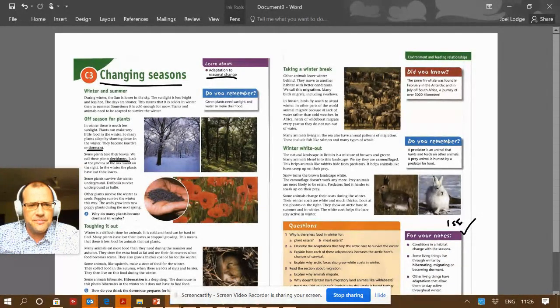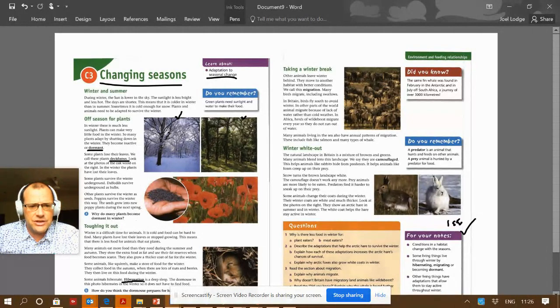Trees, for example, in the northern or temperate zones, like in Europe, a lot of trees are deciduous. So they lose their leaves in the winter. In the image, you can see in the winter the tree's lost its leaves, but in the summer, they grow back again. So that's deciduous.